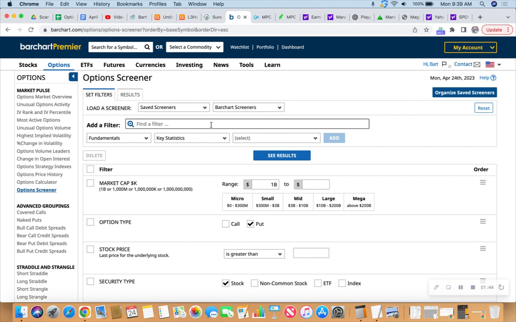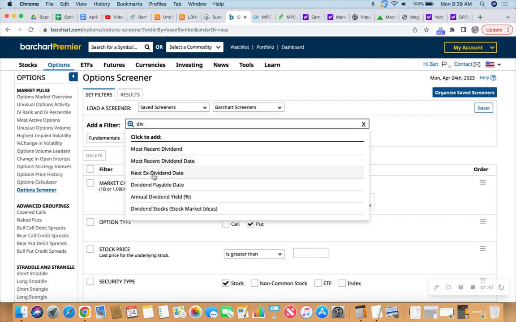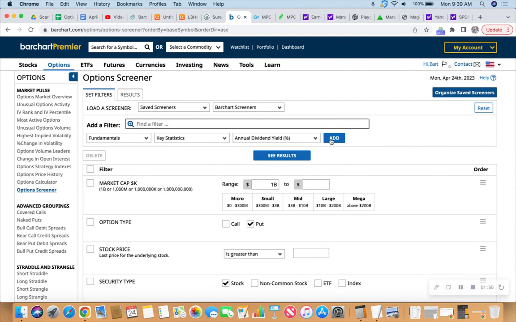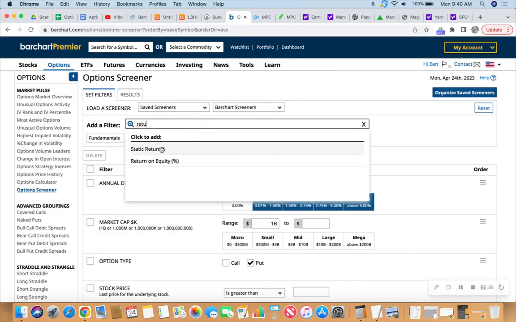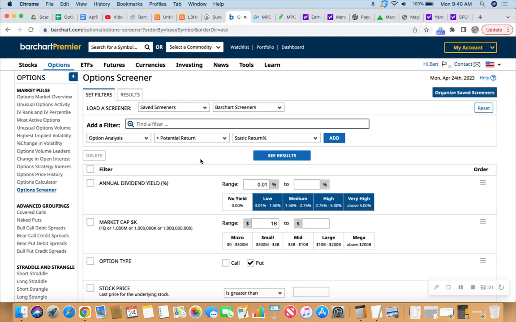And let's go to dividend yield. We're just going to simply add anything that pays a dividend. Alrighty. And then also we want to see the return. And on the dividends, I'm okay with a 12% annualized on a company that I wouldn't mind owning, with a 12% annualized return on the option, which in this case is selling puts only. Selling puts only is on this particular scanner.